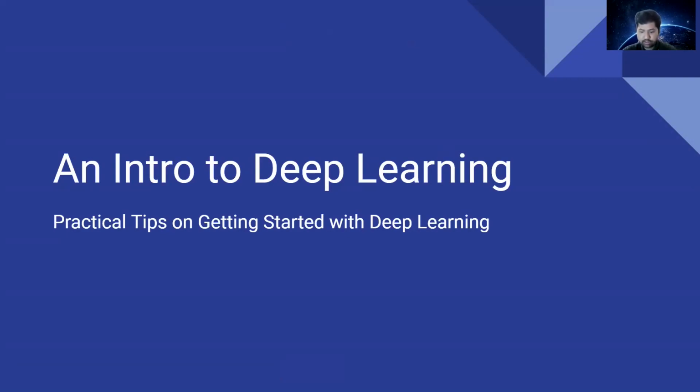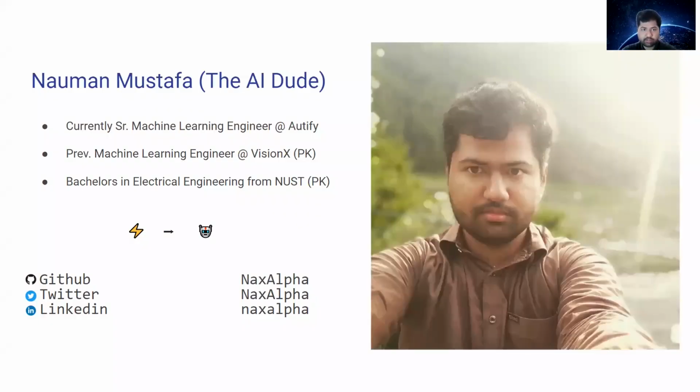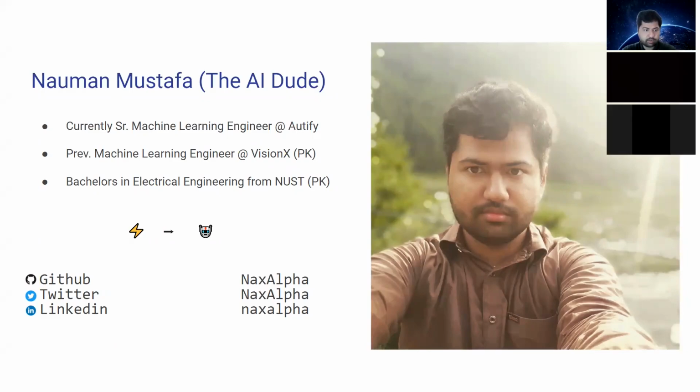So usually, let's start with me. I am Naman Mustafa, also known as the AI Dude on Twitter, and I'm currently a senior machine learning engineer at Autify. Previously, I have worked at Vision X, a local startup here in Pakistan, and I have also done a bachelor's in electrical engineering. As you can see, I shifted from electrical engineering to computer science later, after graduation. So that's an interesting journey.